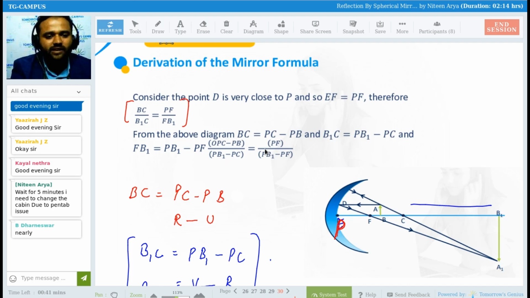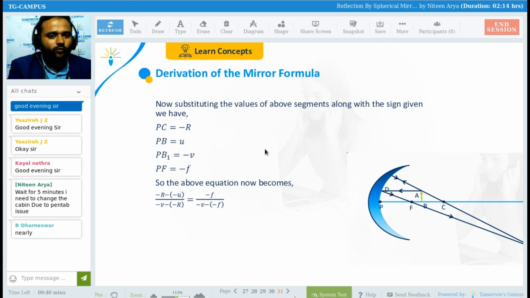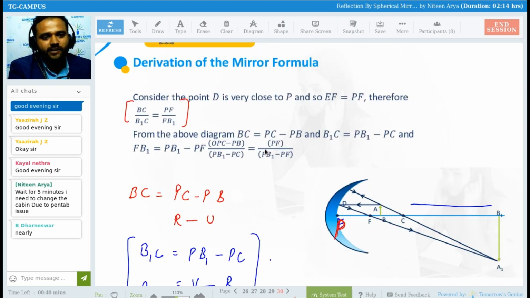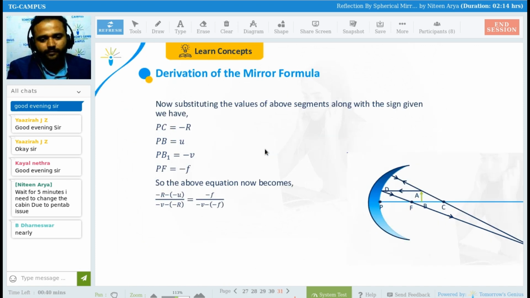From the above diagram, we have already found the values of BC and FB1. Moving ahead, substituting the value of PC, which is minus R, PB equals U, PB1 equals minus V, and PF equals F. Why minus? Because it is a concave mirror, so the mirror is on the left-hand side and the object is on the right-hand side. The above equation is BC upon B1C equals PF upon FB1.